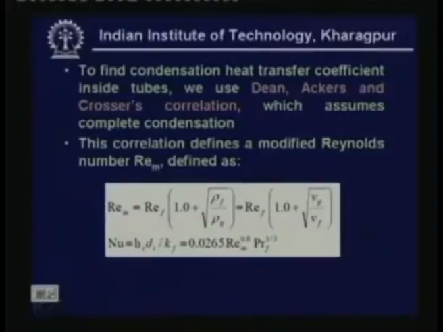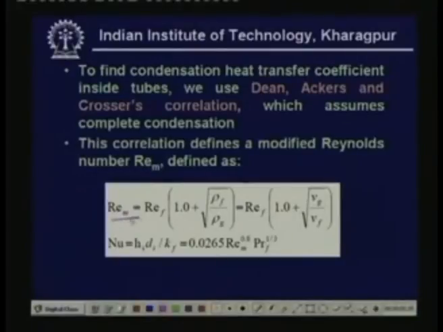This correlation is valid under the assumption that the condensation is complete. It defines a modified Reynolds number, Re m, defined like this. If you notice, this correlation relates the Nusselt number to the Reynolds number and Prandtl number. This is the basic Dean, Akers and Crosser's correlation. You can see that it looks like a Dittus-Boelter equation: you have a constant, Re to the power of 0.8 and Pr to the power of 1 by 3. The only difference is that the Reynolds number I am using here is a modified Reynolds number.